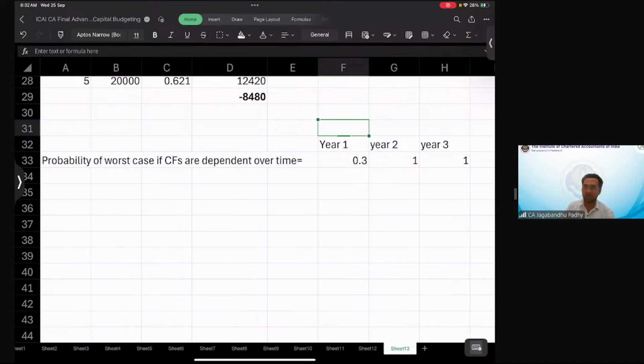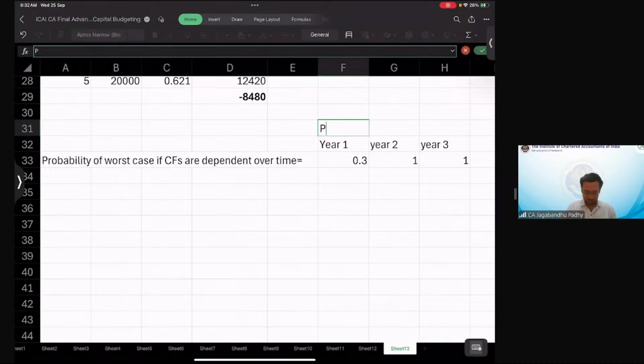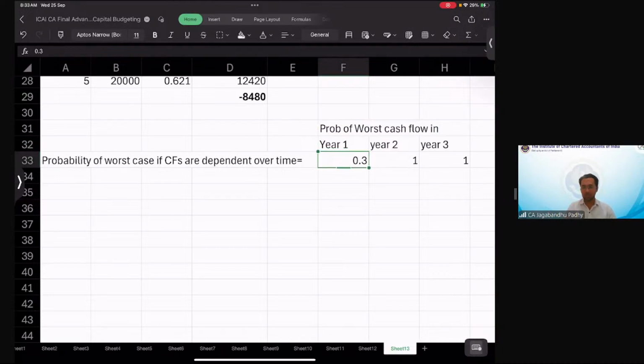It will turn out to be worst in the subsequent years. So we can say what we have written over here is the probability of worst cash flow in year 1, worst cash flow probability 0.3. So year 2, year 3, it is definitely going to be worst. So 0.3 into 1 into 1.